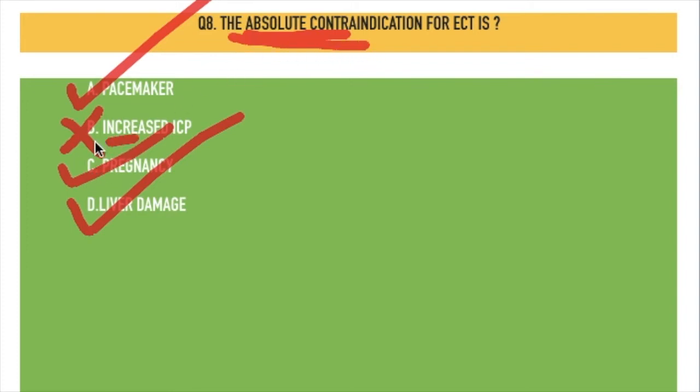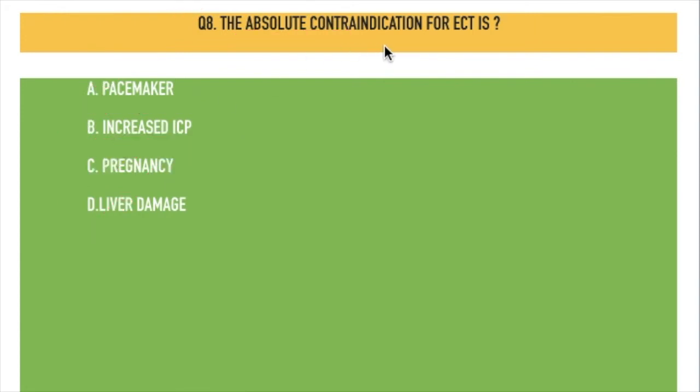So the absolute contraindication for ECT, or electroconvulsive therapy, here in this question, option B is the answer, increased ICP. And just remember that pheochromocytoma is also an absolute contraindication for ECT. But generally increased ICP is asked.